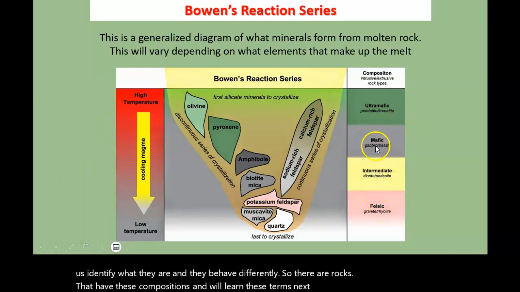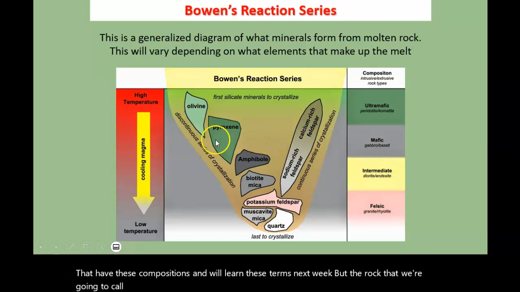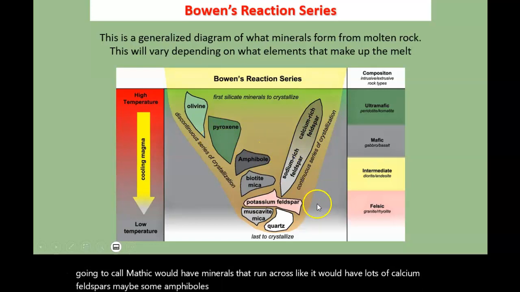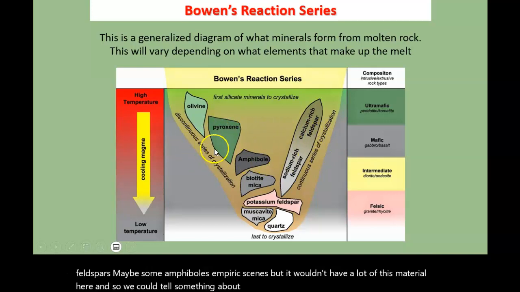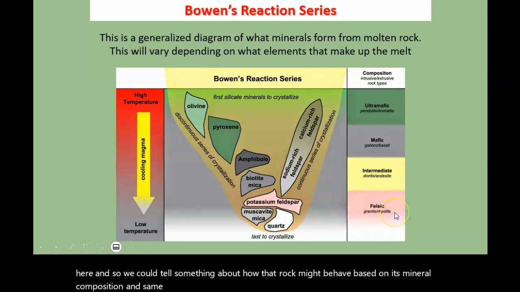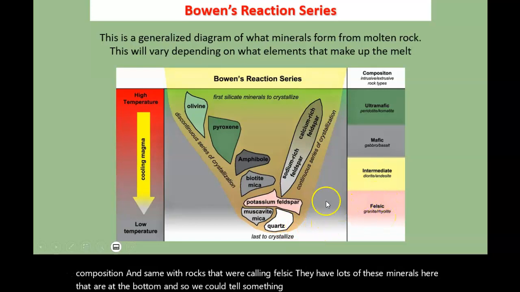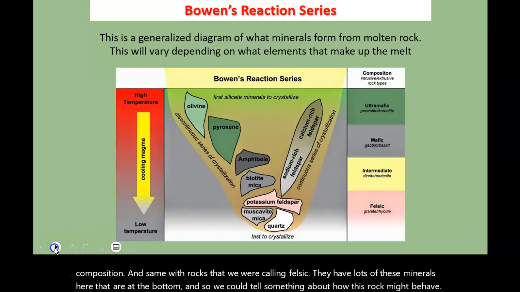So there are rocks that have these compositions, and we'll learn these terms next week. But the rock that we're going to call mafic would have minerals that run across like this. It would have lots of calcium feldspars, maybe some amphiboles and pyroxenes. But it wouldn't have a lot of this material here. And so we could tell something about how that rock might behave based on its mineral composition. And same with rocks that we're calling felsic. They have lots of these minerals here that are at the bottom.